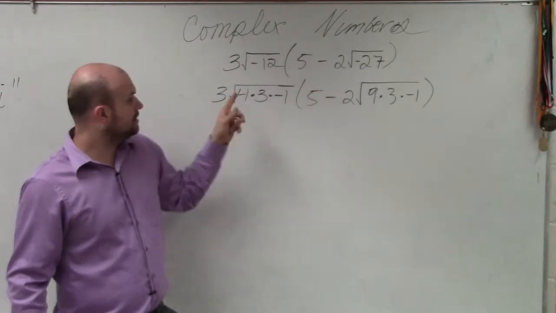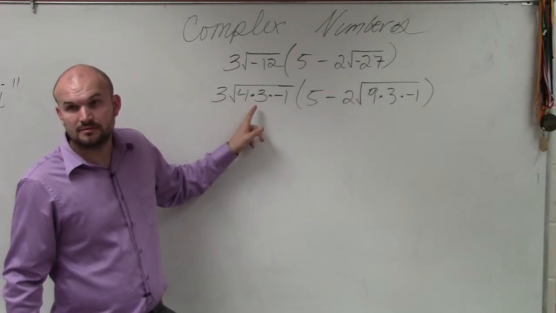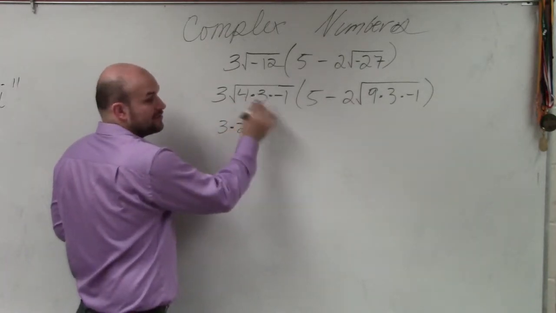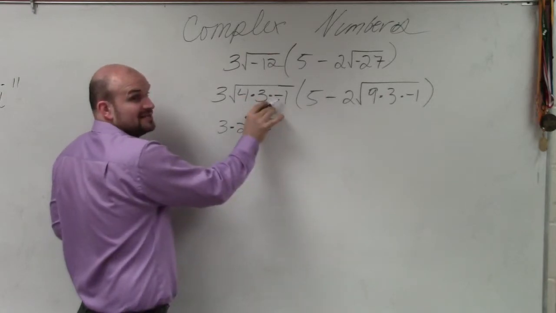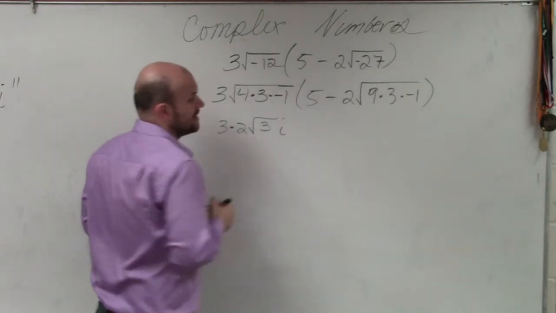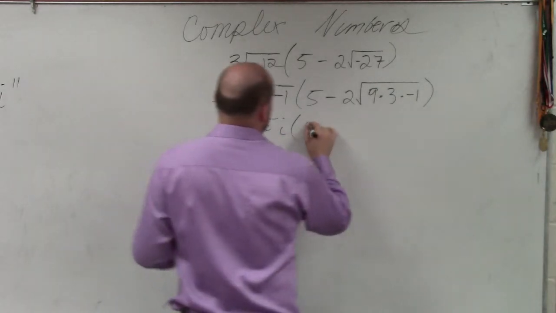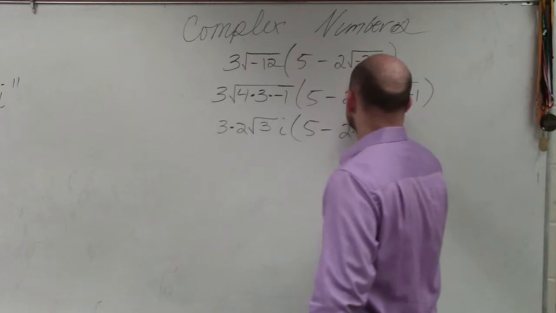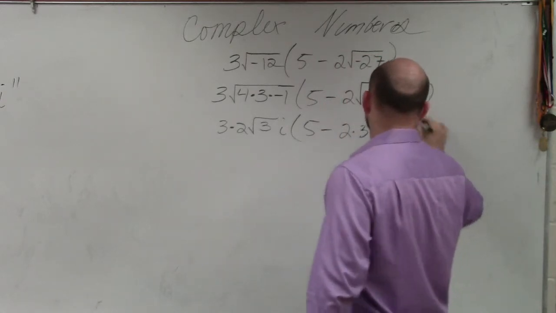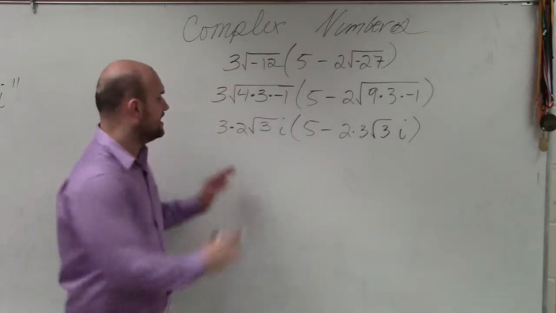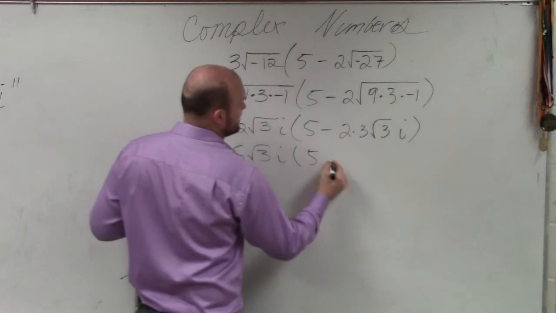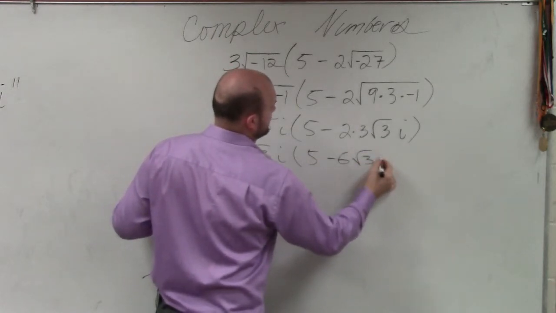Square root of 4 is 2. So this is really 3 times 2. I can't break down the square root of 3, so that remains there. I can break down the square root of -1, right? I can leave it there if you want, or I can just write it as i. Then I have 5 minus 2 times square root of 9, which is 3, square root of 3, i. Follow me? Then I can multiply these numbers. So it's 6 square root of 3, i, times 5 minus 6 square root of 3, i.